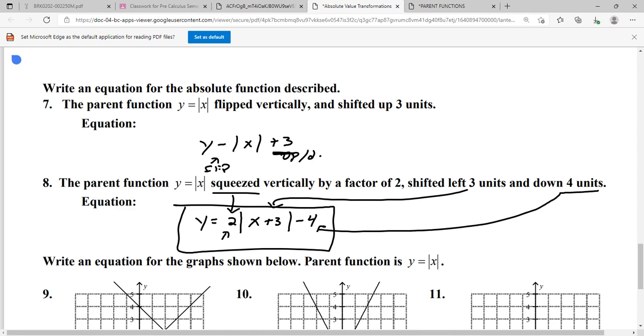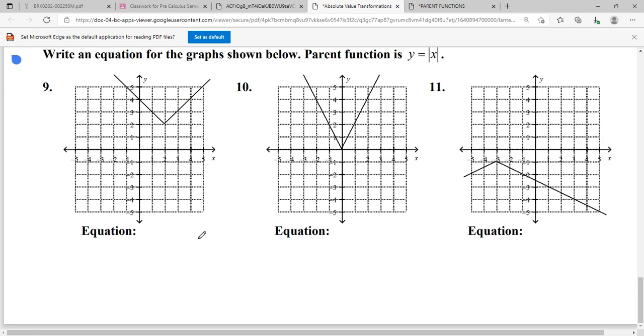Left 2 is that, left 3 is that part, and then down 4 units would be this last part in the end. Write an equation for these. I could say, let's see, this is 1 over 1, so it's not going to have any squeezes or shrinks. Say y equals absolute value of x. Okay, so my horizontal, it shifted over 1, 2. Right, so I'm going to say minus 2 because I got to do the opposite. And then it's up 1, 2, so I'm going to do plus 2.